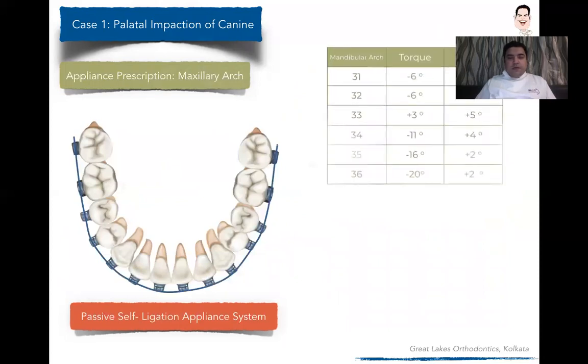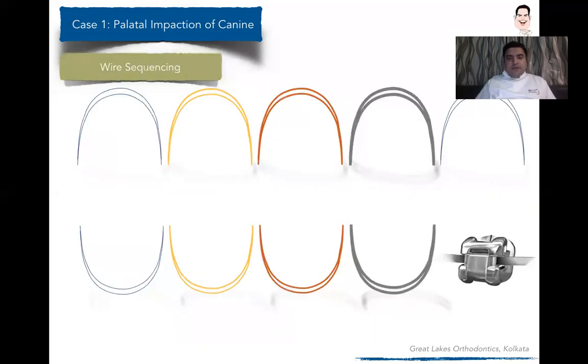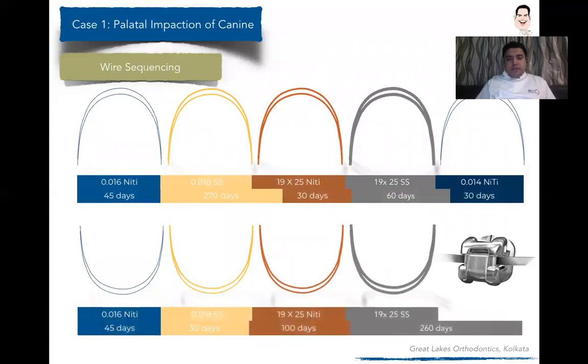So we go into the lower arch. When we go into the lower arch, we can see that these are standard brackets, almost the same prescription as that of the MBT system. So the lower consideration is not taken into place.